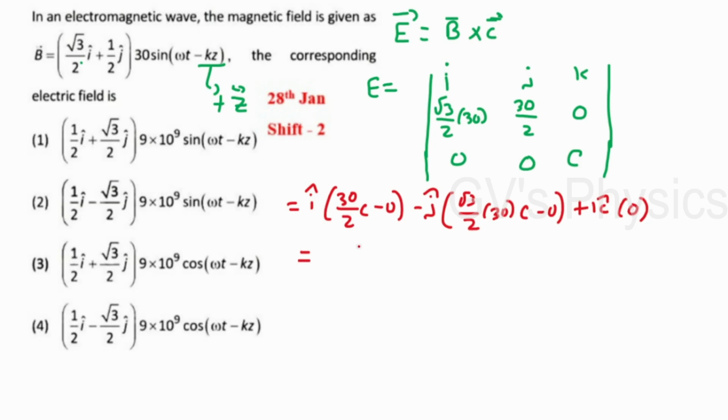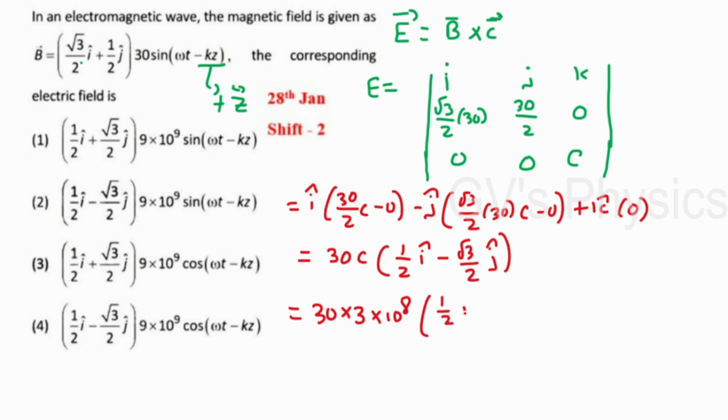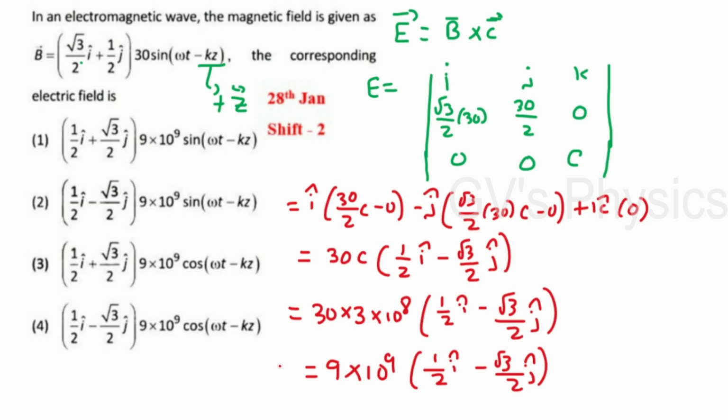Okay. And now we can take the common term out. So 30 into c is common. The balance is 1 by 2 i cap minus root 3 by 2 j cap. Okay. So now we can expand c. So we can write it as 30 into 3 into 10 power 8 into 1 by 2 i cap minus root 3 by 2 j cap. So 30 into 3 will become 90. You can write 90 into 10 power 8, or you can write it as 9 into 10 power 9 into 1 by 2 i cap minus root 3 by 2 j cap. So this is the maximum electric field, that is E naught. This is the maximum electric field.